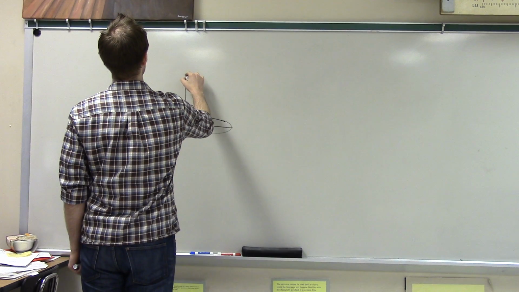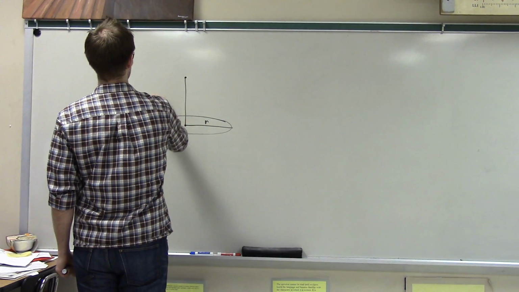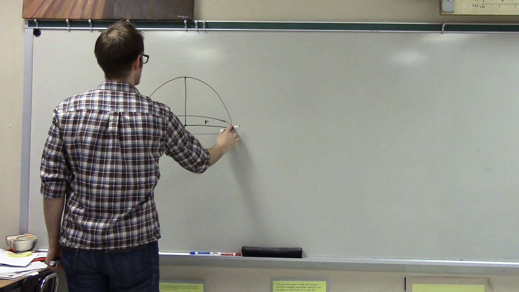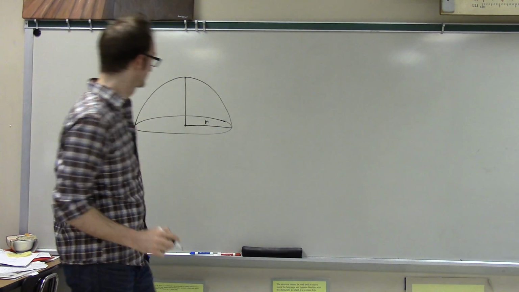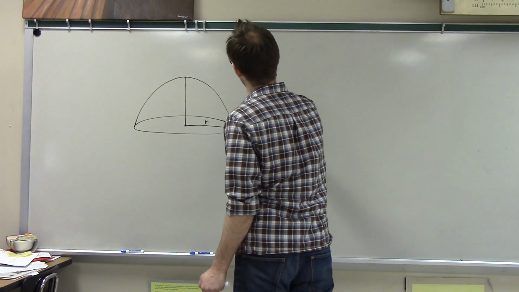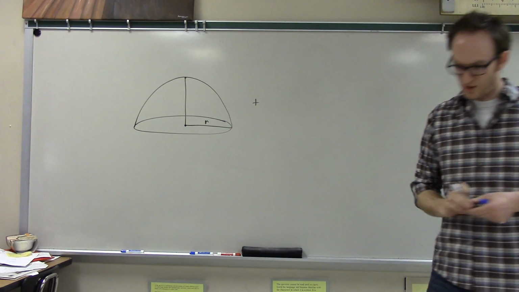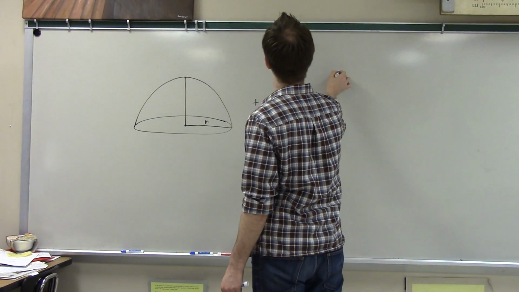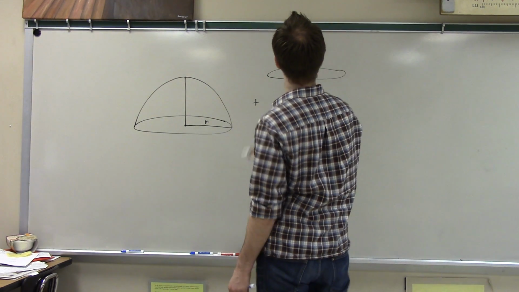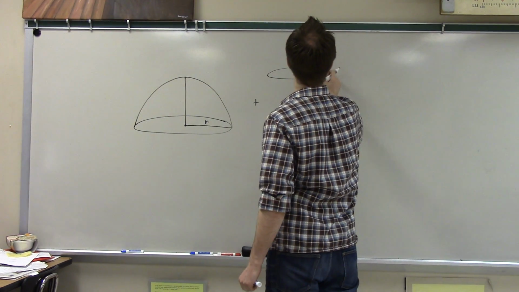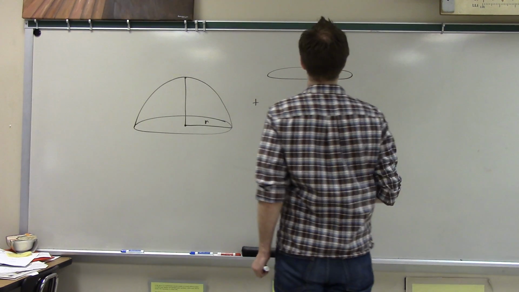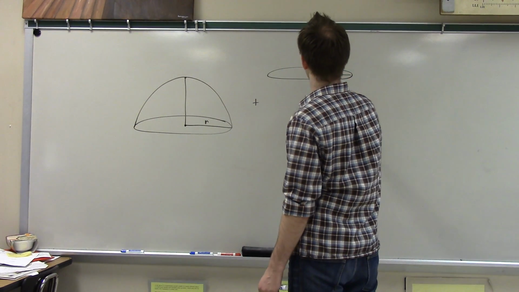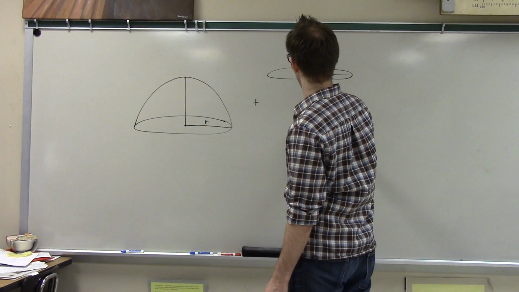and okay, so it looks kind of like this, hopefully. Yeah, looking pretty good. I claim that this hemisphere has a special relationship with a cone whose base is also r, and whose height is r.